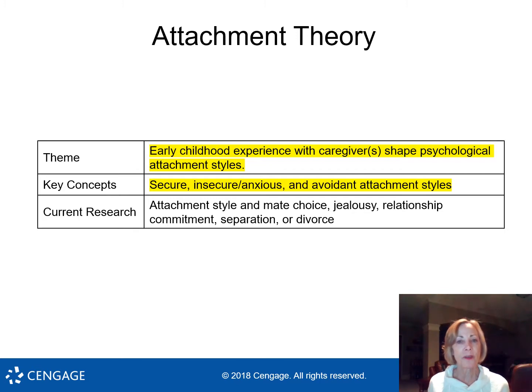And then the third is the avoidant attachment, and they just don't care about the parent. They don't really have a close attachment at all, and they will avoid the parent.